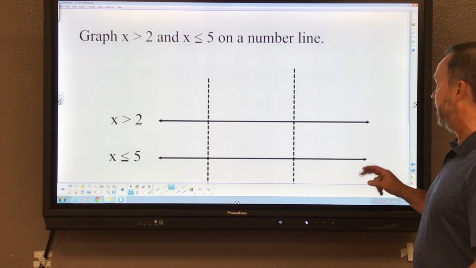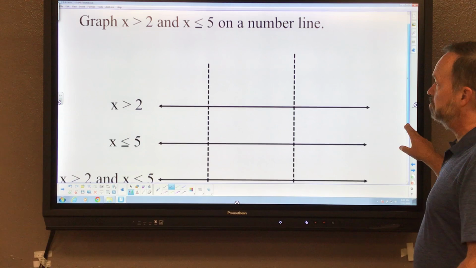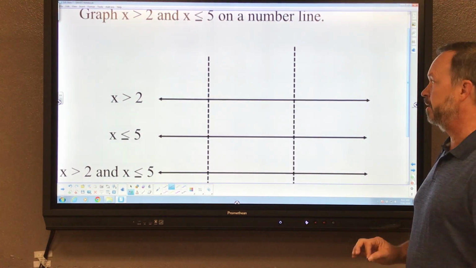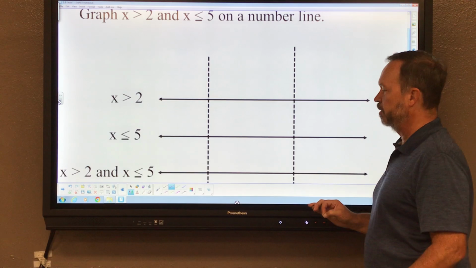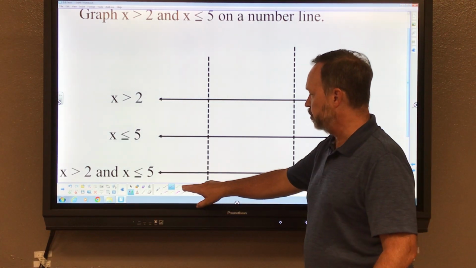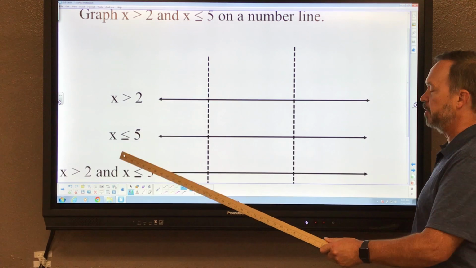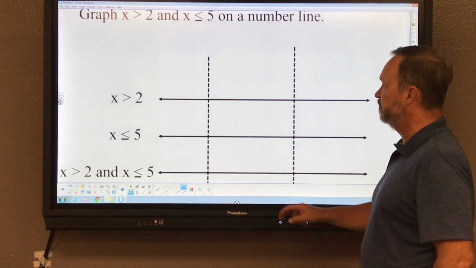So this is an and. The ands are not necessarily more difficult. You've got to be careful. And it's got to include both. So you can see my important numbers. I've got my 3 number lines. I got my first part, my second part, my whole thing. My 2 important numbers are 2 and 5.